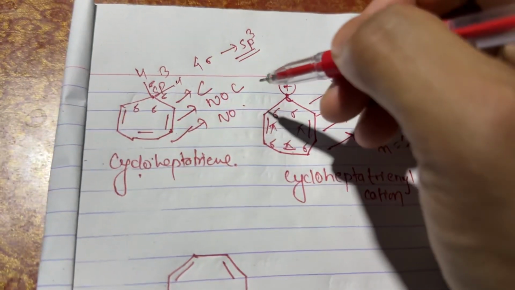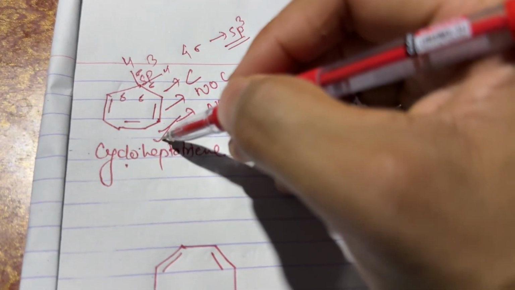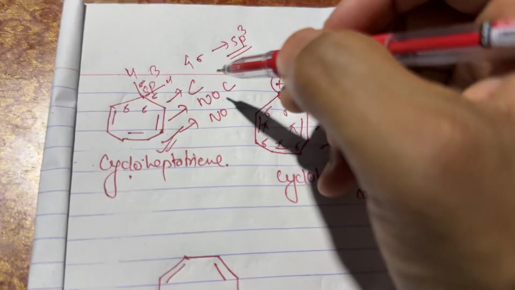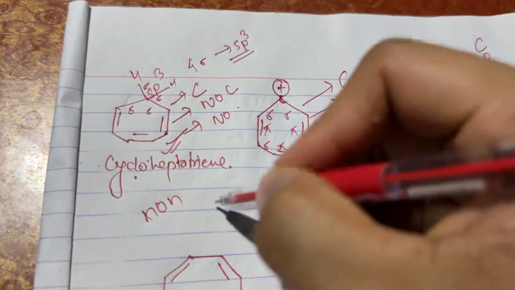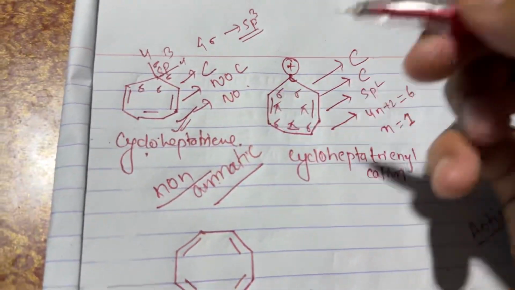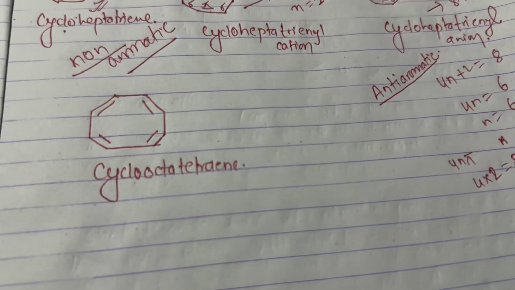So the compound will be not aromatic. If it is not aromatic, it is a non-aromatic compound. If it is not aromatic, it will not be anti-aromatic as well. So it will be non-aromatic. Now let's go for cyclooctatetraene.